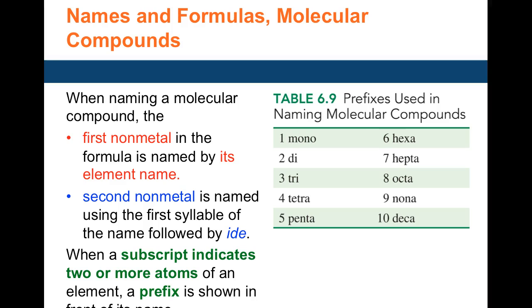So in naming those molecular compounds, the first non-metal is just the element name. So for example, the oxides of carbon. Carbon is just carbon. And then the second non-metal, it ends in the suffix "ide", all right? And then you use a prefix to show how many of each type of atom is present in that molecular compound. So the prefixes used are mono, di, tri, tetra, and then it's all Greek: penta, hexa, hepta, octa, nona, and deca, all right?